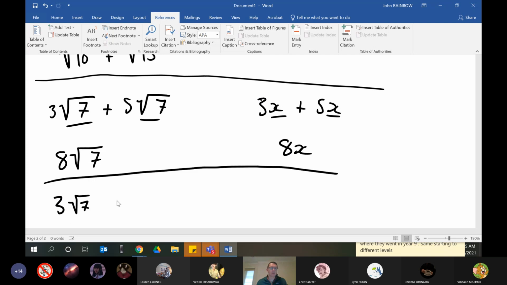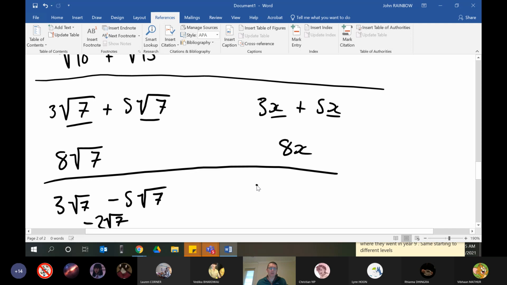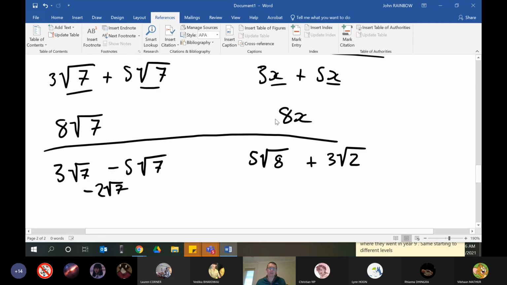If they are the same surd, they're the same value, then you can subtract them. That's going to equal -2 root 7. Now, if I go, for example, 5 root 8 plus 3 root 2, you'll be like, oh, I can't add these because they're not the same.